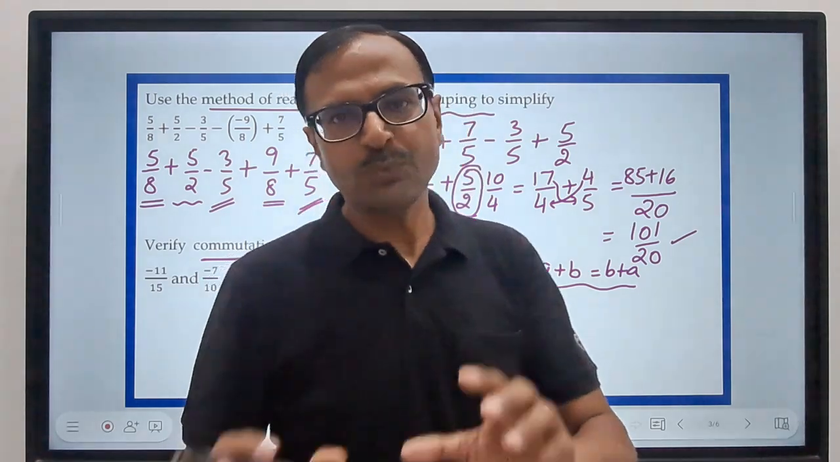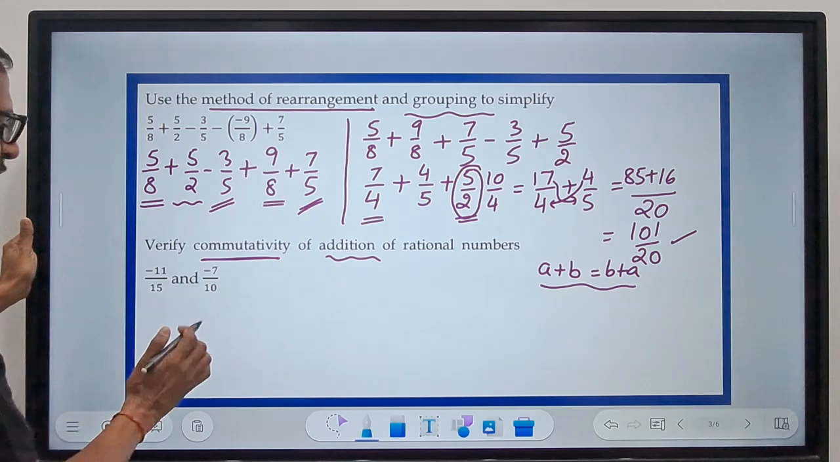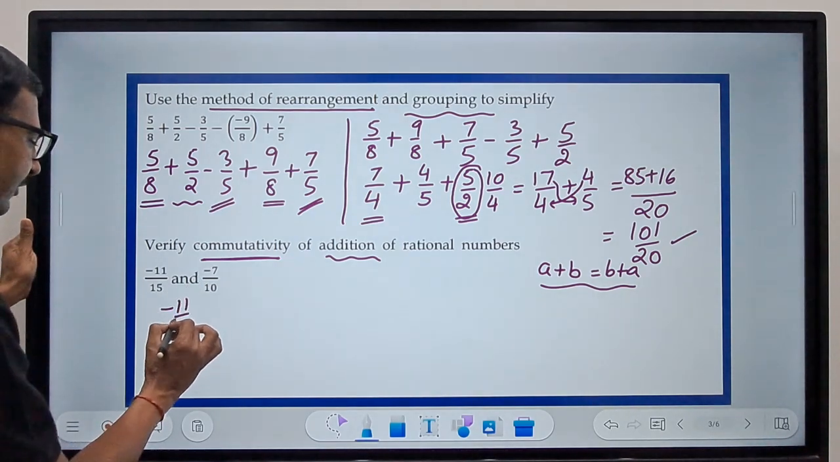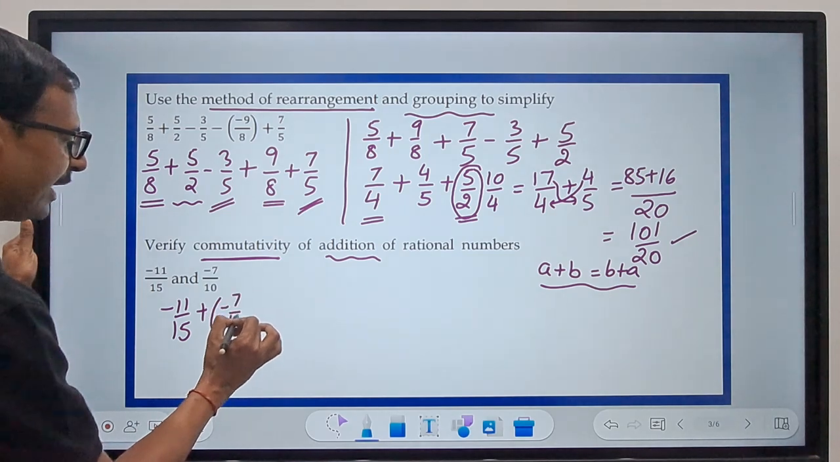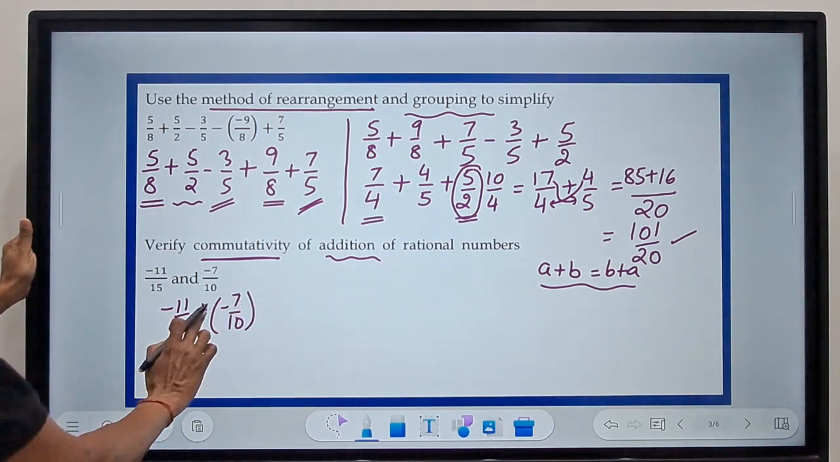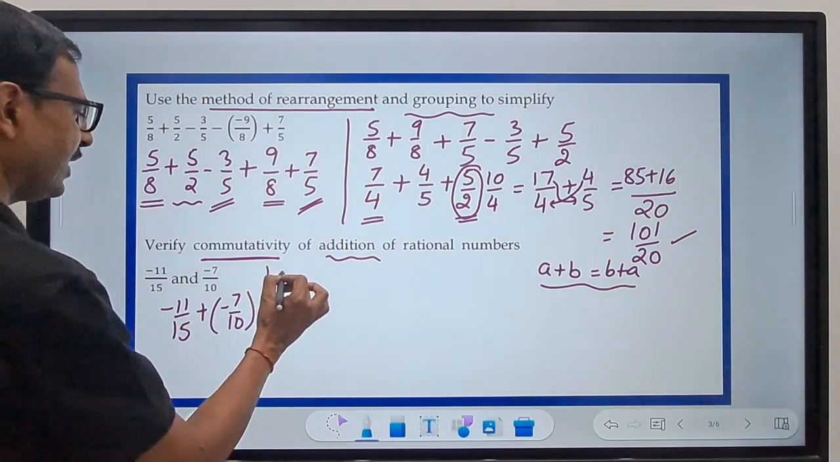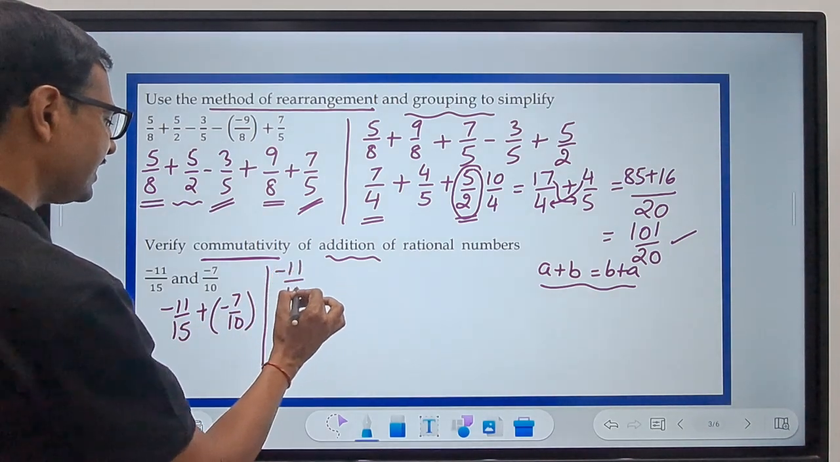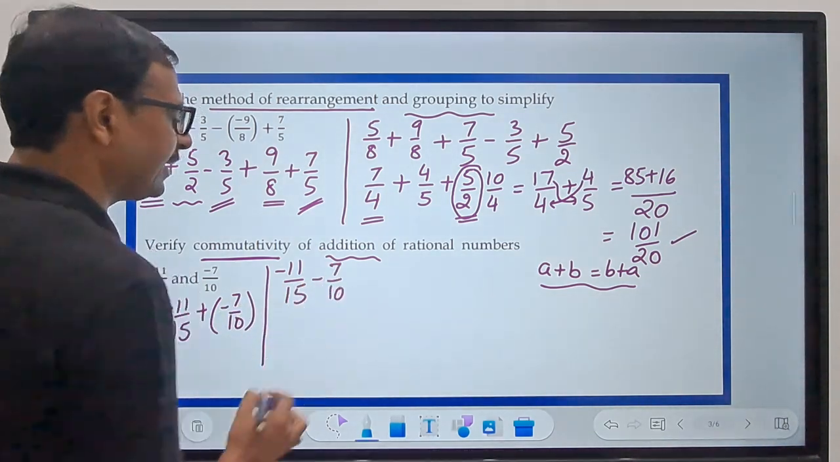So when you are asked to verify the property, you will be doing addition of these two. So I will be doing minus 11 upon 15 plus minus 7 upon 10. So I am adding it like this. Now there are two signs together, right? Whenever there are two signs together, you have to convert them into a single sign, like plus and minus is minus, so it becomes minus 7 upon 10.